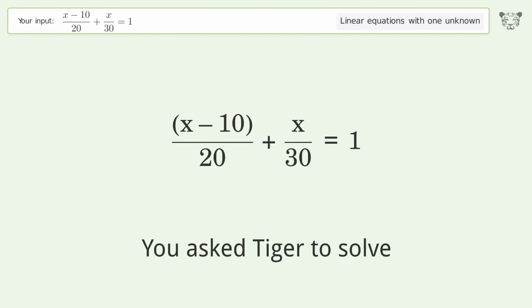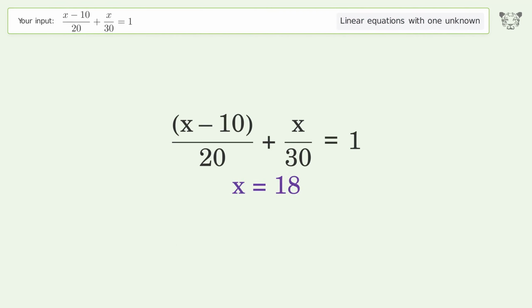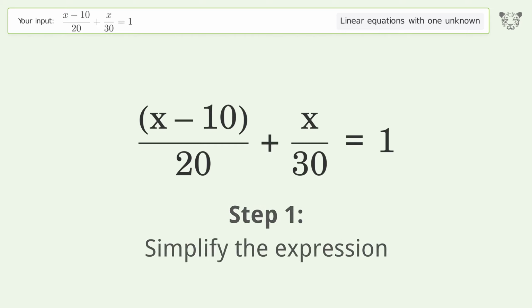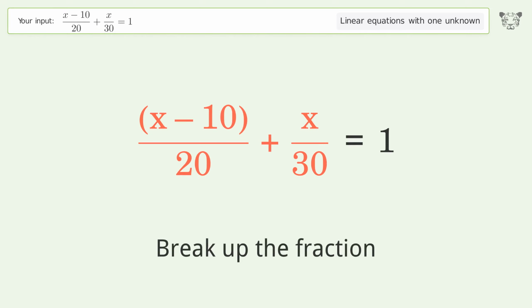You ask Tiger to solve. This deals with linear equations with one unknown. The final result is x equals 18. Let's solve it step by step. Simplify the expression. Break up the fraction.